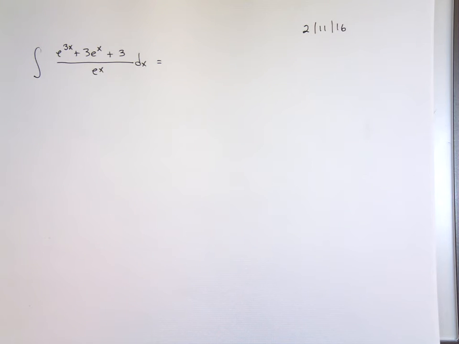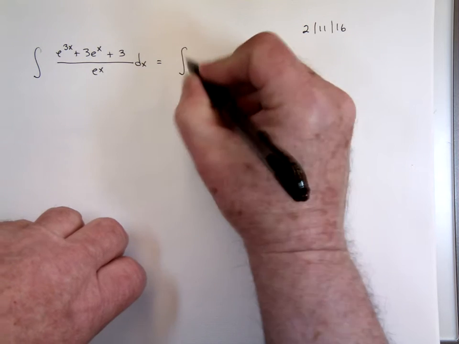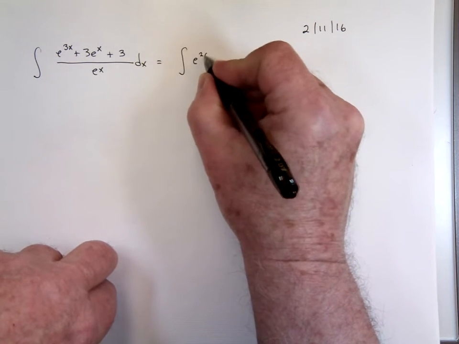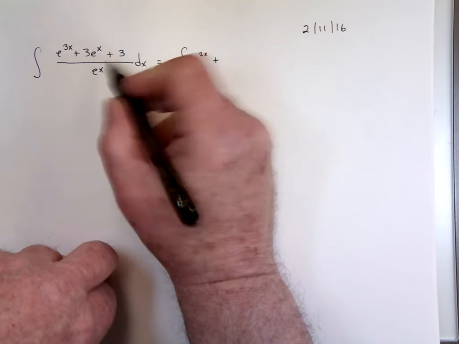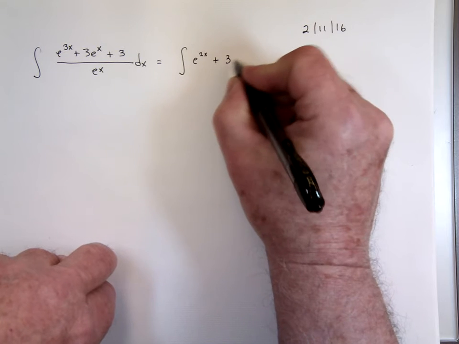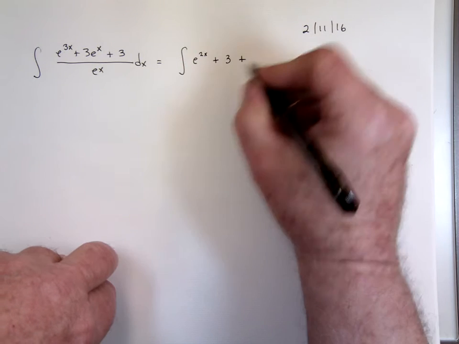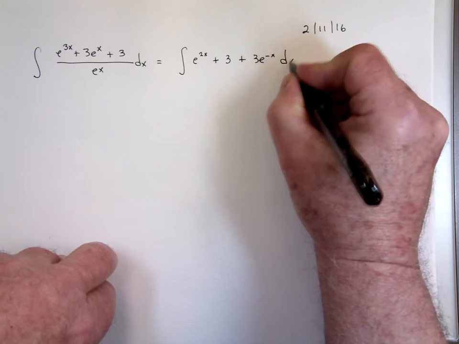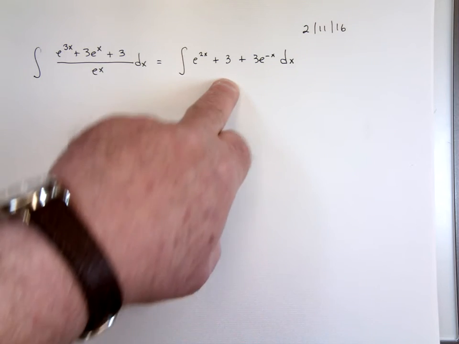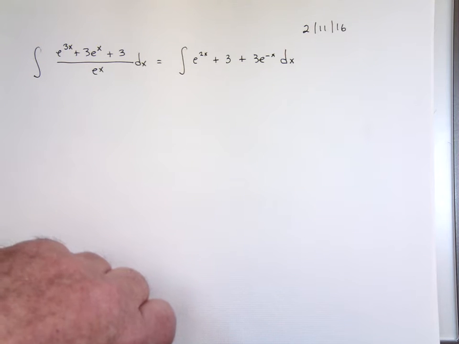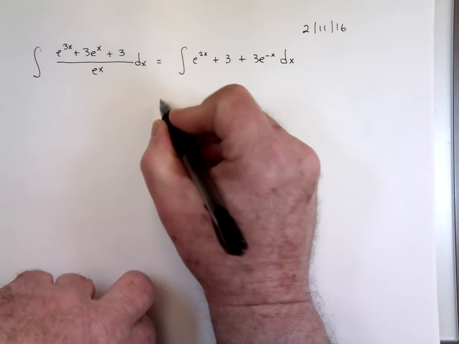What you want to do here is split it up, okay? You want to split this up into 3 parts. e to the 3x over e to the x is e to the 2x. 3e to the x over e to the x is 3. 3 over e to the x is 3e to the opposite of x. And what you've got here is the integral of that constant, and then you have 2 other integral of e to the u forms. So, let's do them.